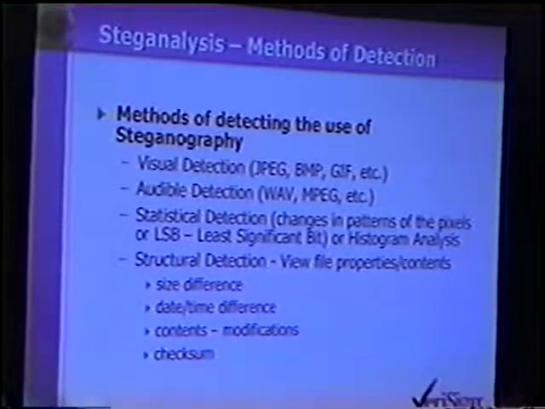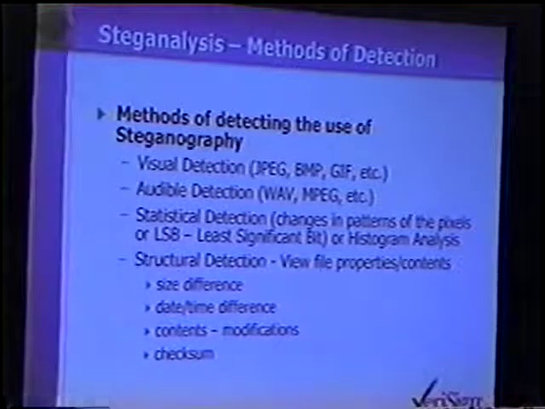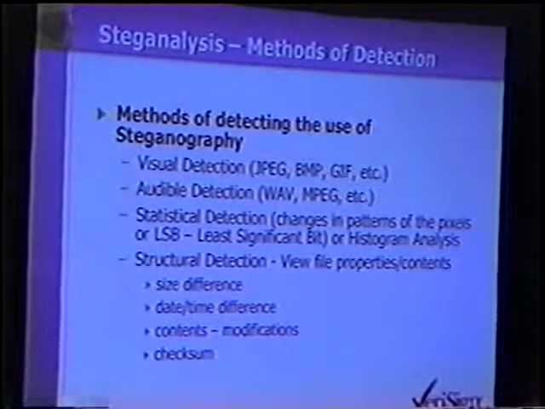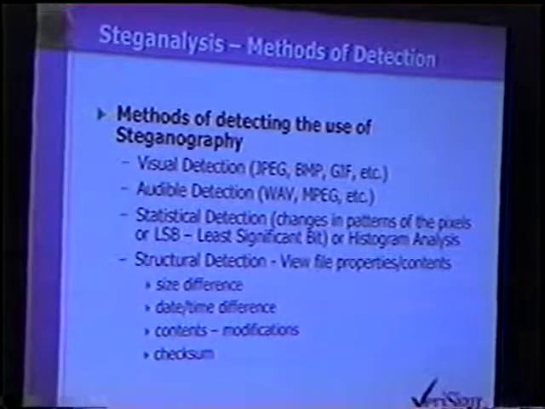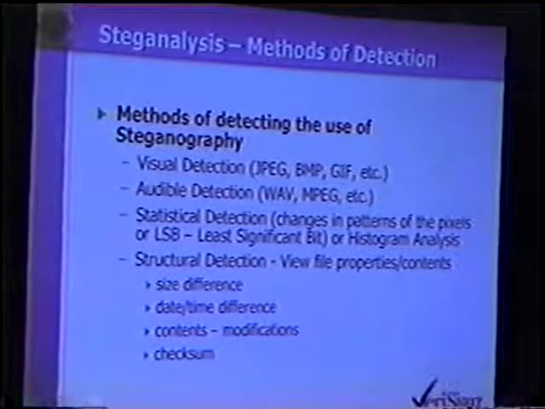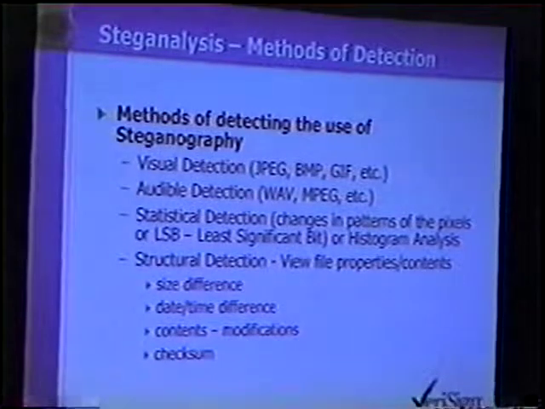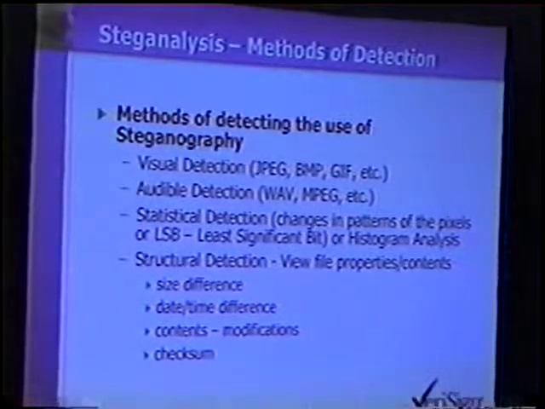So methods of detecting steganography. We may be able to identify it through visual detection or audible detection if it's a WAV file or an MP3 or something of that nature. Also, there have been some people out there, such as Neil Provos, who have used statistical analysis for identifying hidden messages within these files. A lot of times this may identify changes within the pixels, either through some type of least significant bit or some other type of analysis, such as histogram.